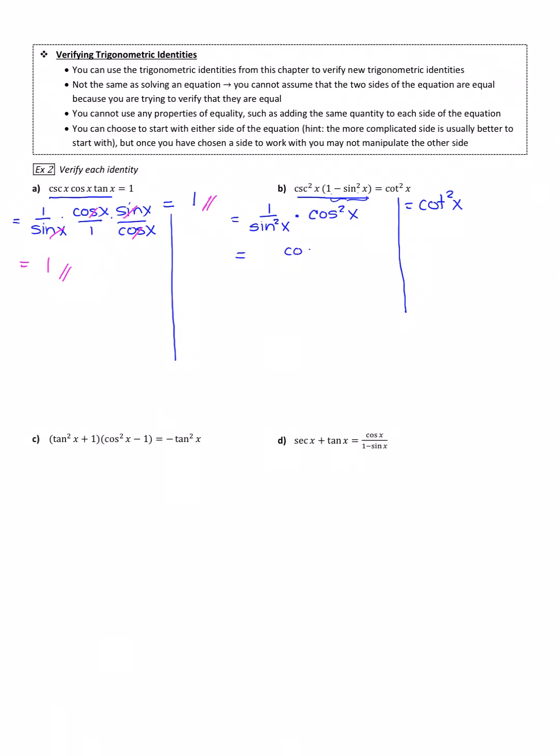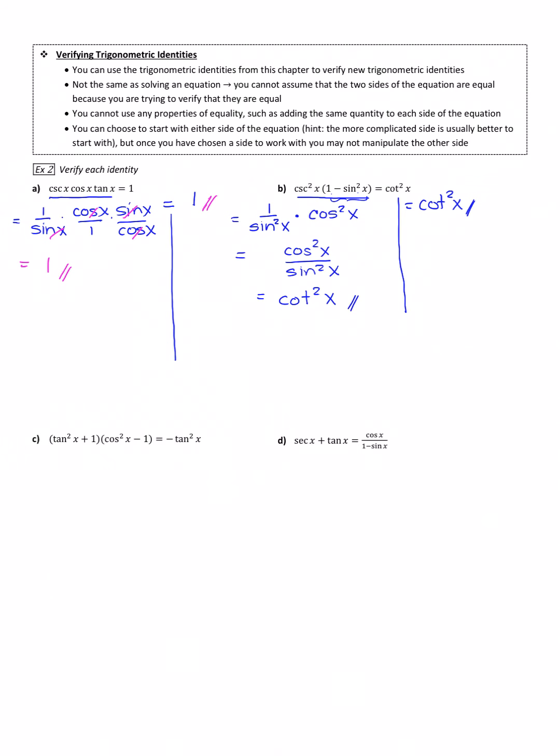Then I'm going to write this as a fraction with a numerator and a denominator, put them together. And we know that cosine squared over sine squared is cotangent squared, and since these two match up, that tells me I'm done. All right. Okay, let's keep moving on.